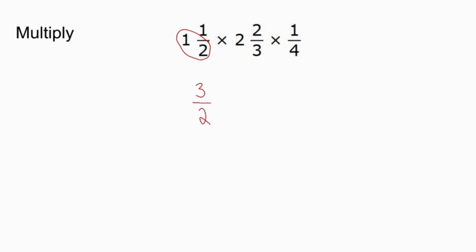Now we're going to do the same thing over here, okay? We're going to multiply the 2 that lives out in front to the denominator of 3. 2 times 3 is 6. Take that 6 and add it to the numerator. 6 plus 2 is 8. Write that over the denominator of 3, and now we have 8 over 3.